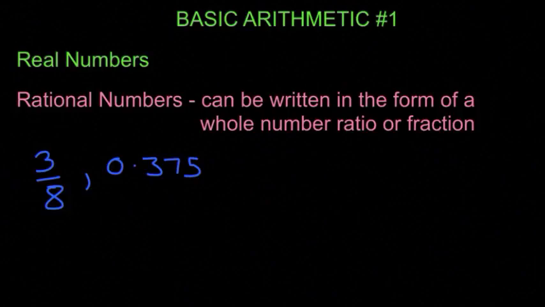It can be written as a whole number ratio or fraction. That's a terminating decimal, but we can also have repeating or recurring decimals. So 0.417 is also a rational number, and we'll see how to turn a recurring decimal into a rational number later on.